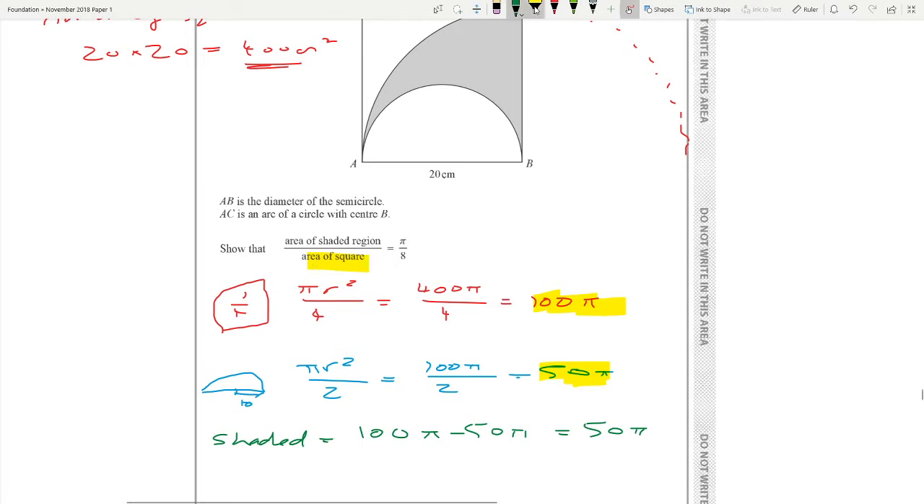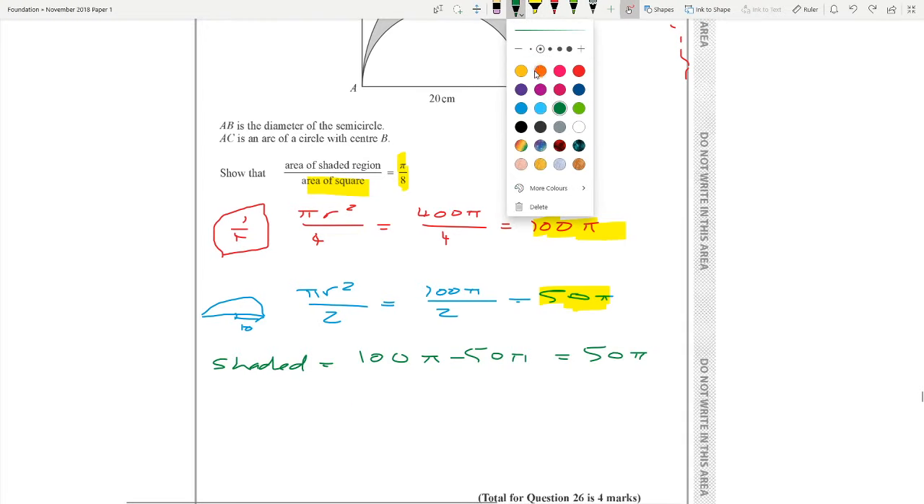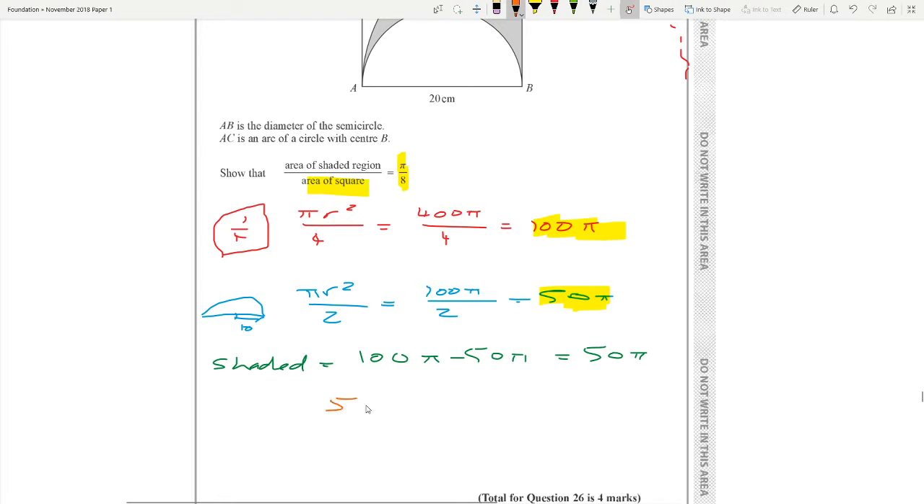Now the question tells us specifically to show that the area of the shaded region divided by the area of the square is pi over 8. So what's the area of the shaded region? We just worked it out. It's 50 pi. So we know the area of the shaded region is 50 pi. Divide that by the area of the square, which is 400.